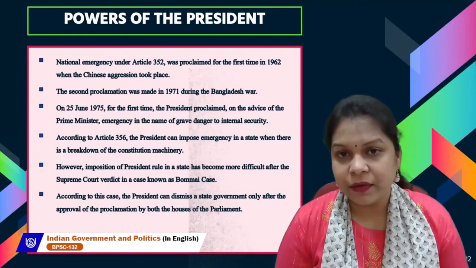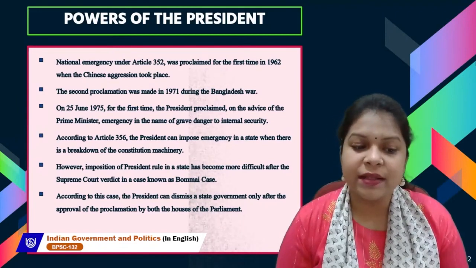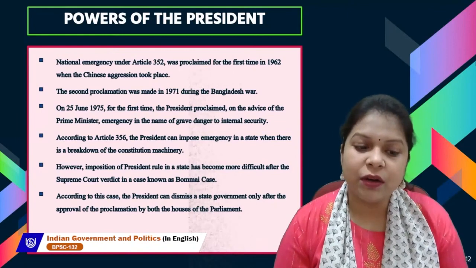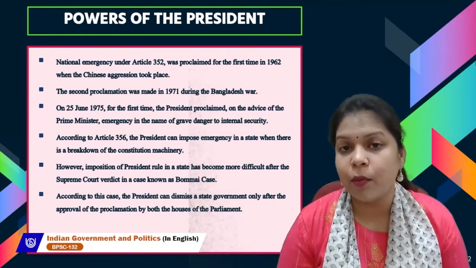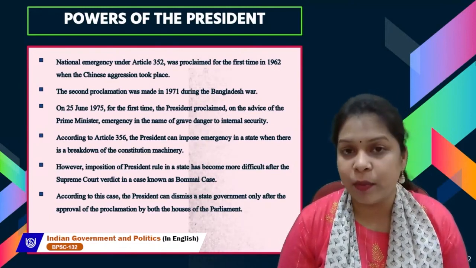According to Article 356, the president can impose emergency in a state when there is a breakdown of the constitutional machinery. However, imposition of president's rule in a state has become more difficult after the Supreme Court verdict in a case known as the Bommai case.